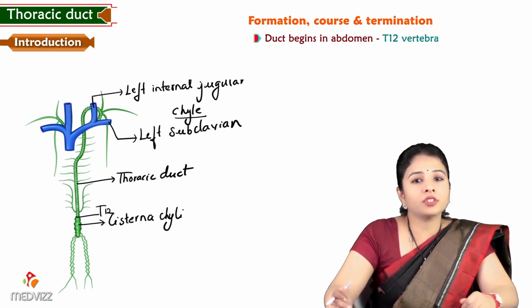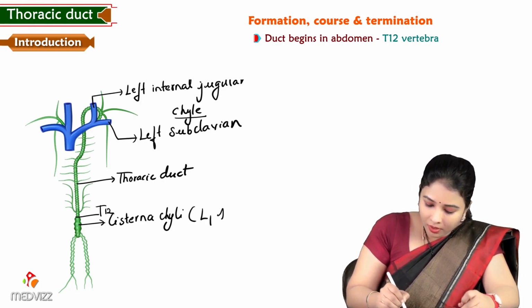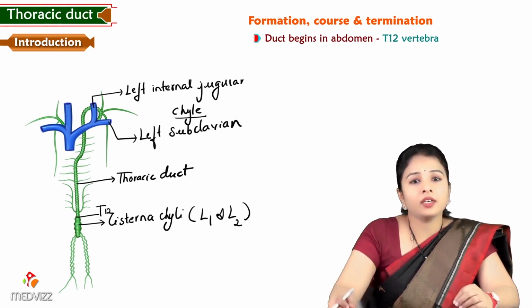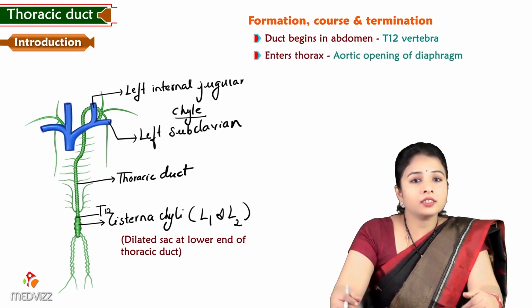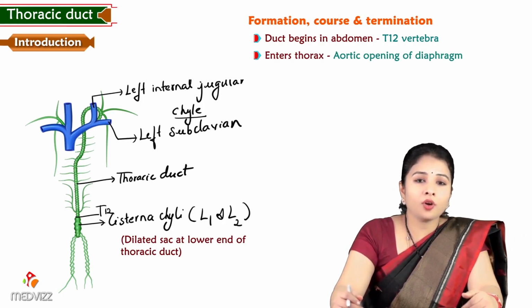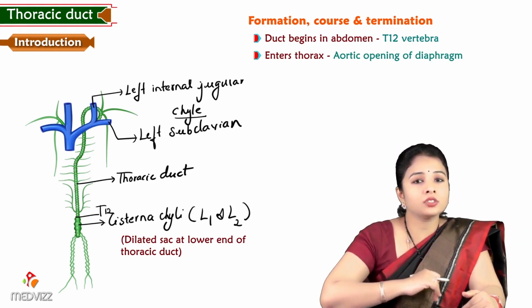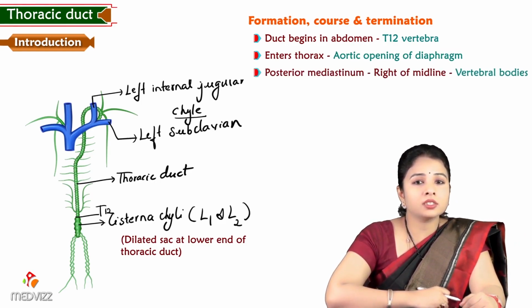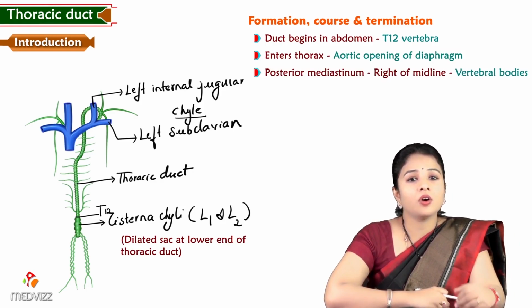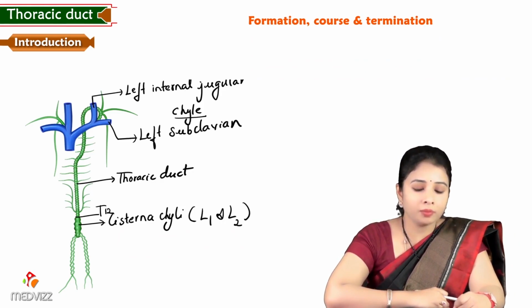So it is the continuation of the cisterna chyli which is lying in front of L1 and L2 vertebrae. So cisterna chyli is between L1 and L2 vertebrae and it is like a dilated sac at the lower end of the thoracic duct, and it enters the thorax through the aortic opening of the diaphragm. So along with the aorta, the thoracic duct enters into the thorax through the aortic opening of the diaphragm. It then ascends in the posterior mediastinum to the right of the midline on the front of the vertebral bodies. On reaching T5 vertebra, it crosses the midline.